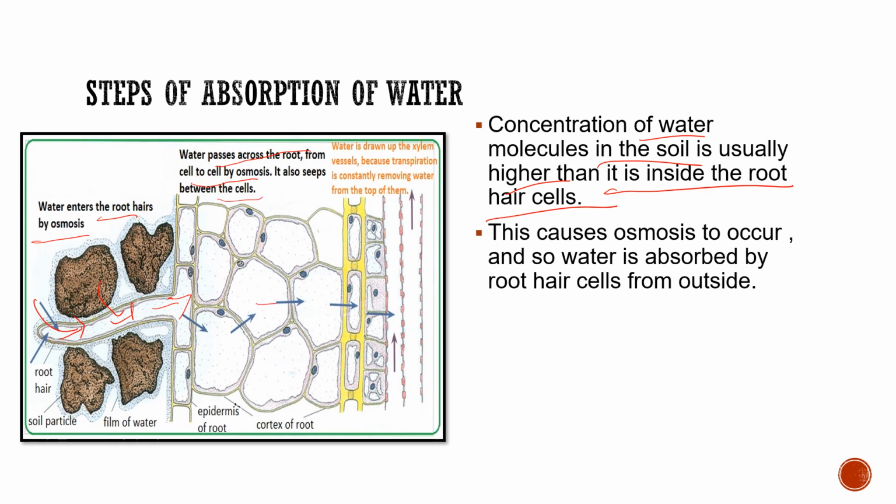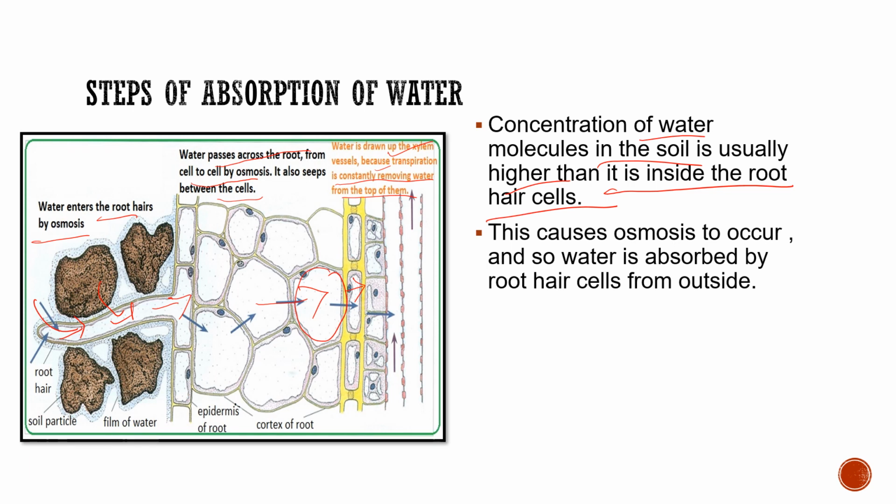Now when it is moving in between the cells, again the concentration of this cell will be higher than the next cell. So it is constantly moving from a region of higher concentration to a lower concentration through a semi-permeable membrane. Thus the water is drawn up the xylem vessels because the transpiration is constantly removing the water from the top of the plant, that is from the leaves and the stems.